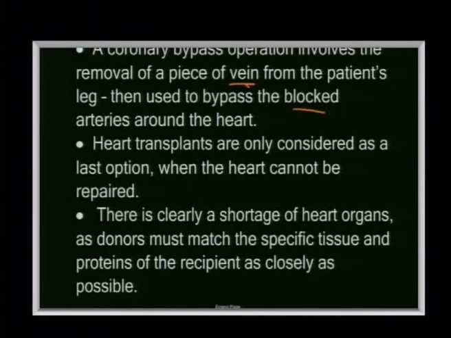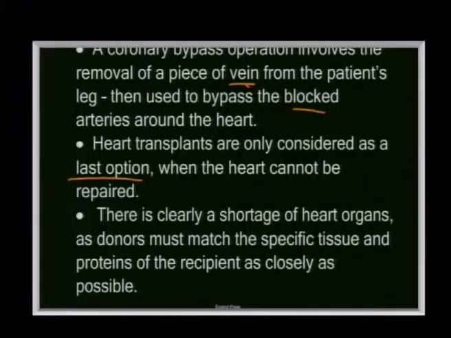Heart transplants are only considered when there is no other option, right? I mean, if you take someone's heart, they can't survive. So there aren't a lot of hearts out there that are sort of ready for everyone to go and pick and choose. It's not a supermarket.